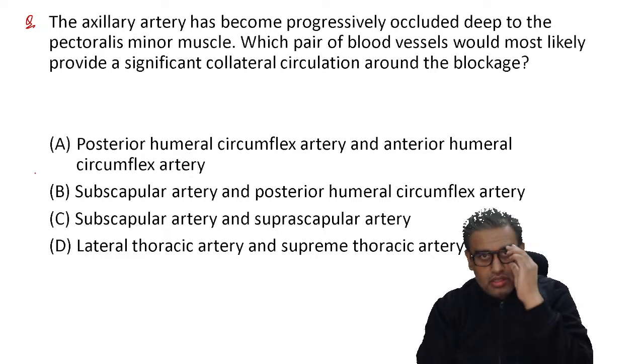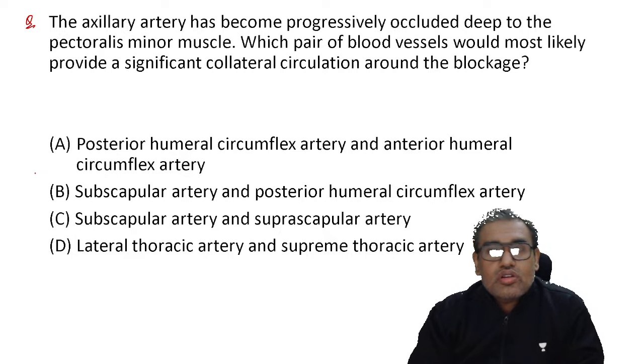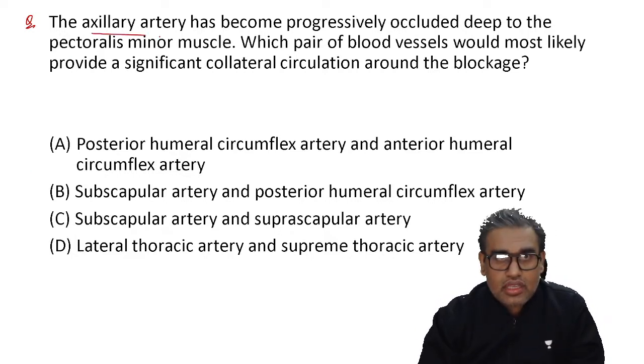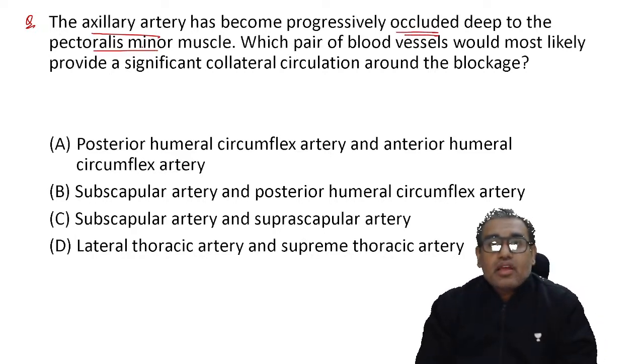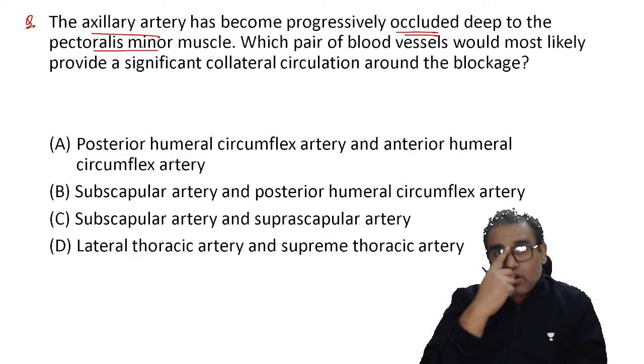Axillary artery. I'm moving to the upper limb topic. Axillary artery has become progressively occluded deep to the pectoralis minor muscle. Brother, here the axillary artery has become blocked. Which pair of blood vessels would most likely provide a significant collateral circulation around the blockage?